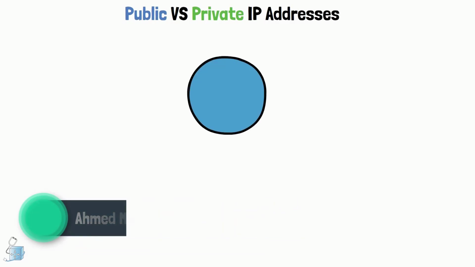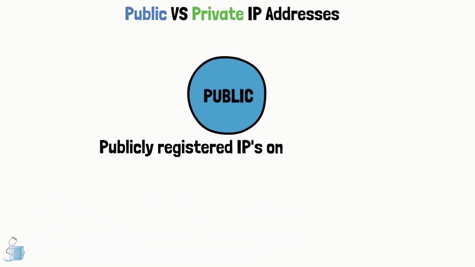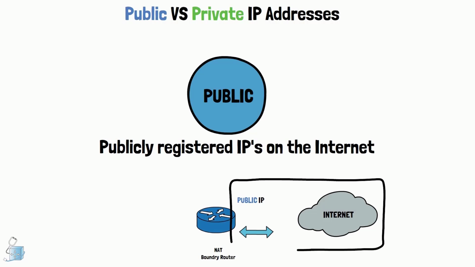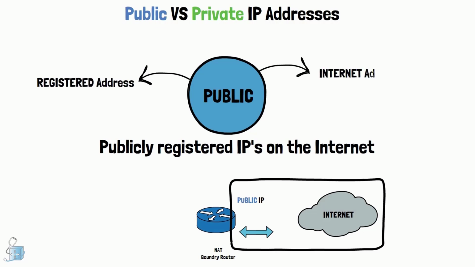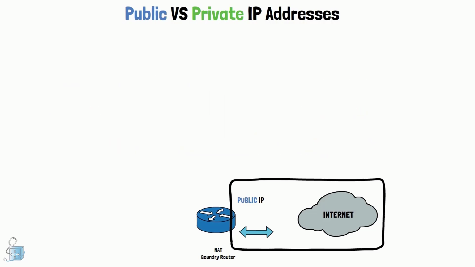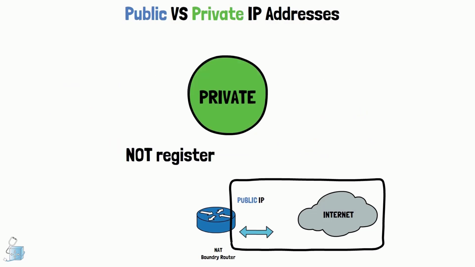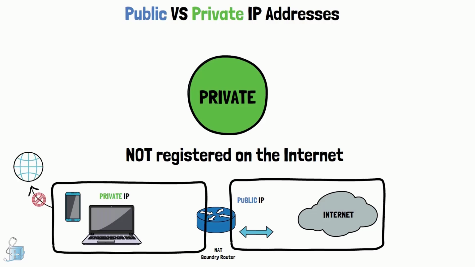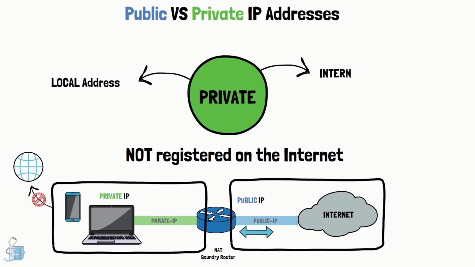Now that you have a brief insight into IP classes, let's try to understand which ones are public and which ones are private. Public IP addresses are publicly registered on the internet, and your device needs to have a public IP if it wants to communicate over the internet. The same public IP address is also referenced as a registered address, internet address, external address, or global address, which essentially means the same thing. Private IPs are, however, not registered on the internet, and any device that has a private IP cannot communicate over the internet directly and has to go through a NAT device that translates its private IP to a public IP address. Private IP addresses are also referenced as local or internal addresses.